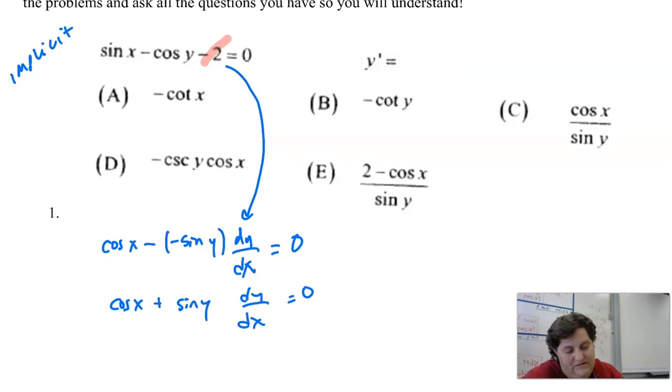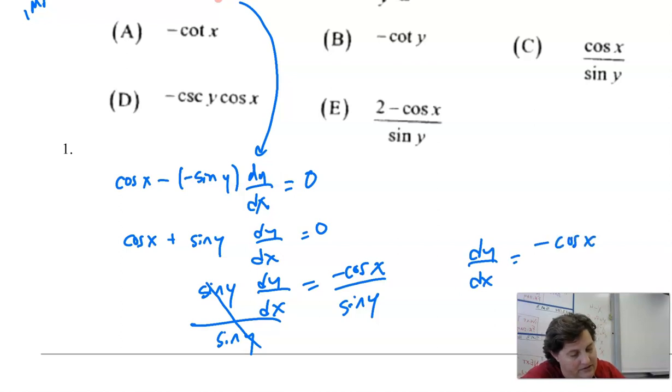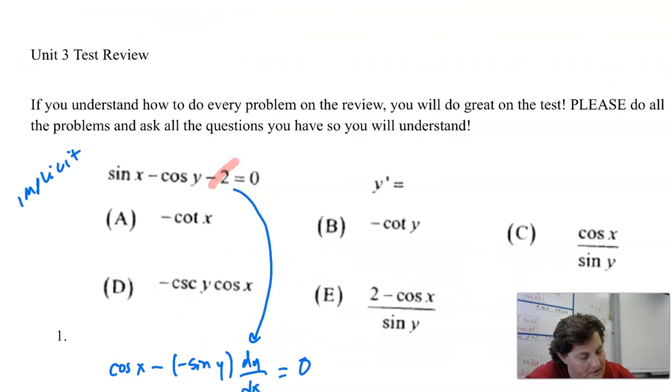Okay? All right, so let me go ahead and solve this. I'm going to subtract cosine x over, and then I'm going to divide by sine y. Okay, so I get dy/dx is negative cosine x over sine y, which is perfect.